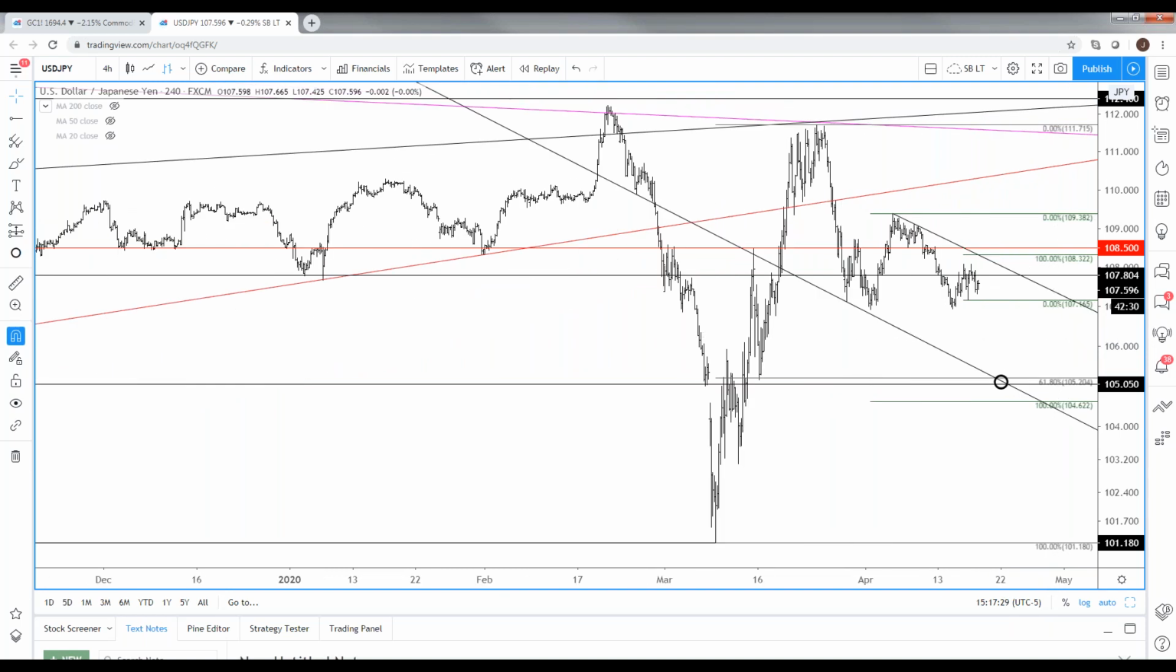Sir, can we add gold, silver, and copper? Absolutely. We will look at gold, silver, and copper.